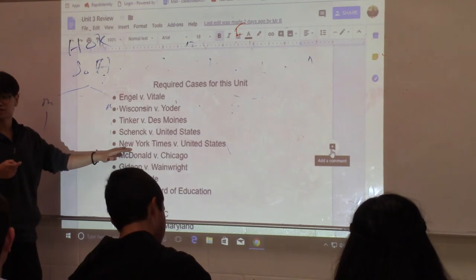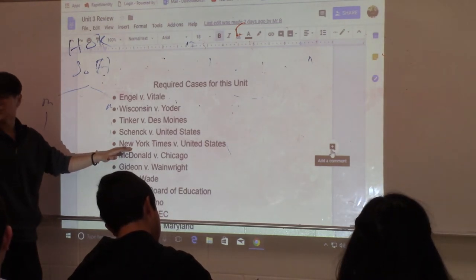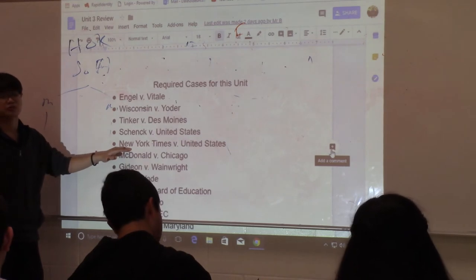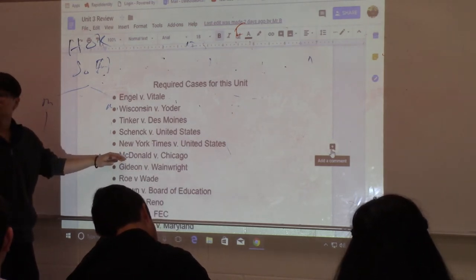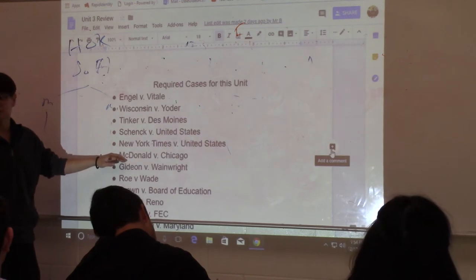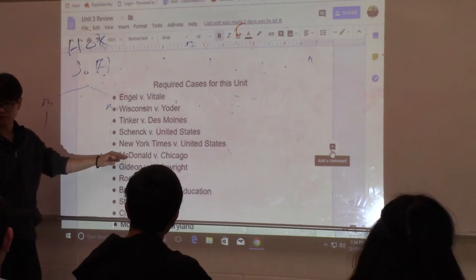What provision of the Bill of Rights? Freedom of what? Freedom of press. You could put speech also, but it's usually freedom of the press. McDonald versus Chicago, this is one of your selective incorporation cases where one thing in the Bill of Rights was applied to the states. Second Amendment.